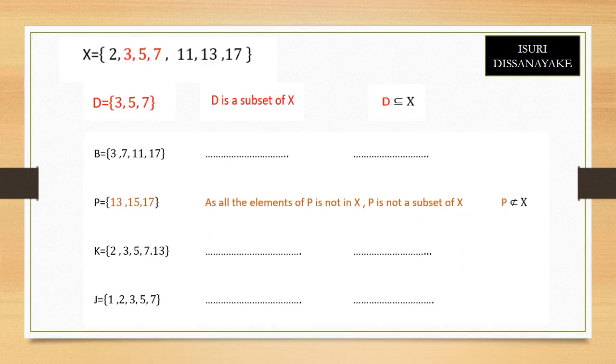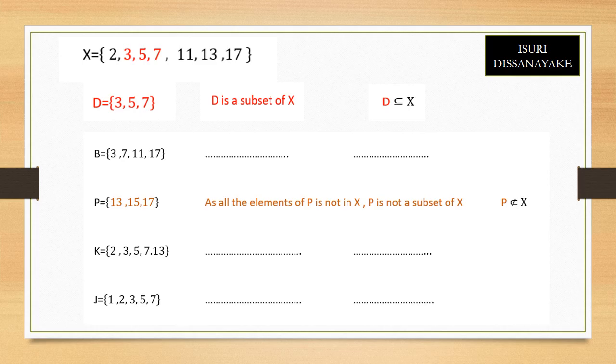So there are further examples. You can try and see. There is a set called B. So you have 3, 7, 11 and 17. You can see that all the elements in set B are there in the set X. So I will call that set B is also a subset of set X.